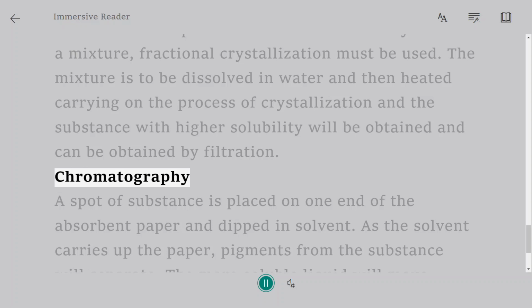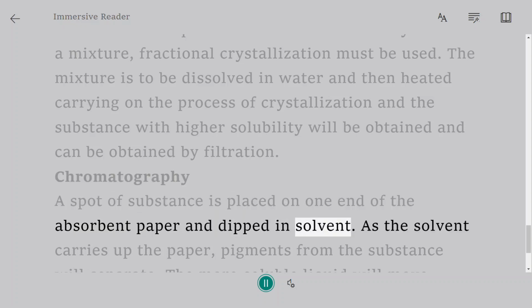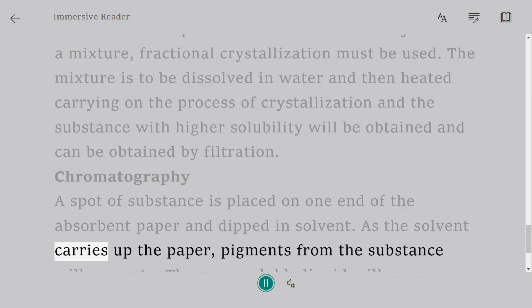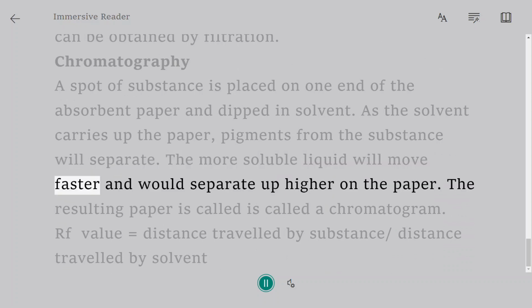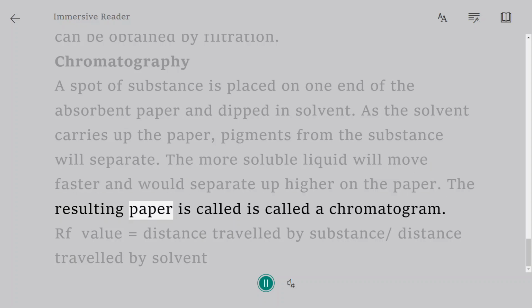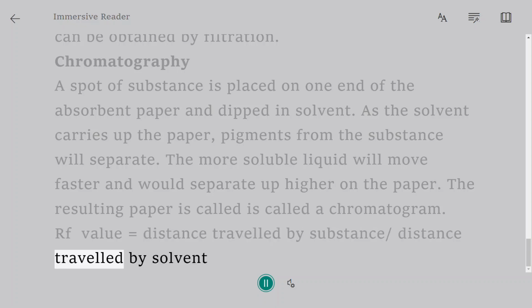Chromatography. A spot of substance is placed on one end of the absorbent paper and dipped in solvent. As the solvent carries up the paper, pigments from the substance will separate. The more soluble substance will move faster and would separate up higher on the paper. The resulting paper is called a chromatogram. RF value equals distance traveled by substance divided by distance traveled by solvent.